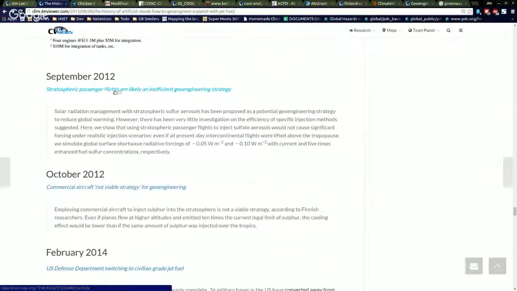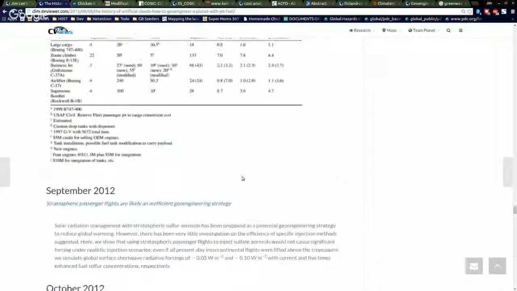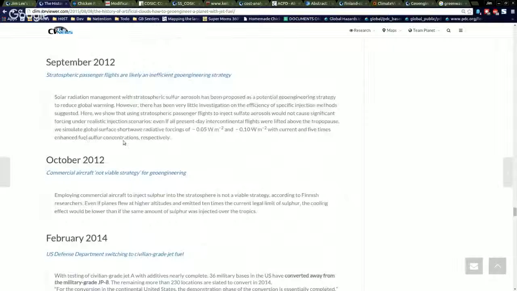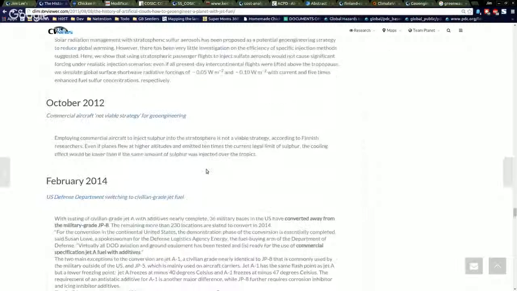Stratospheric passenger flights are likely an inefficient geoengineering strategy. So there's a hater. Commercial aircraft, not a viable strategy for geoengineering. So I guess they saw David's paper and were like, that's just too damn expensive. We can never do this. These two papers, they're wrong.